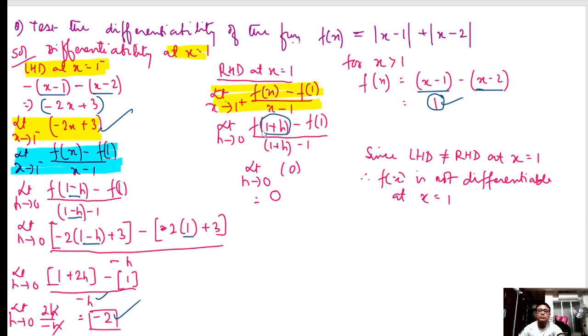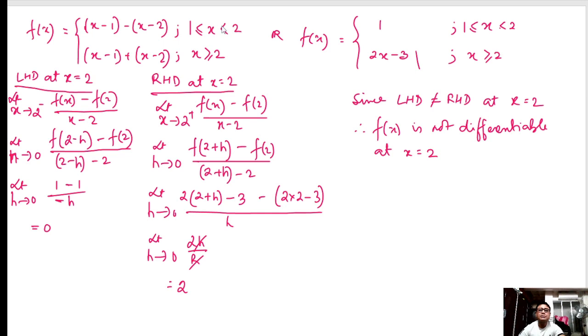Putting this value also I will get 1, this value also I will get 1, this value also I will get 1 and 1. So it comes 0, right? It comes 0. That means the left hand derivative is not equal to the right hand derivative, so it is not differentiable at x equal to 1. So friends, let's see the next sum.